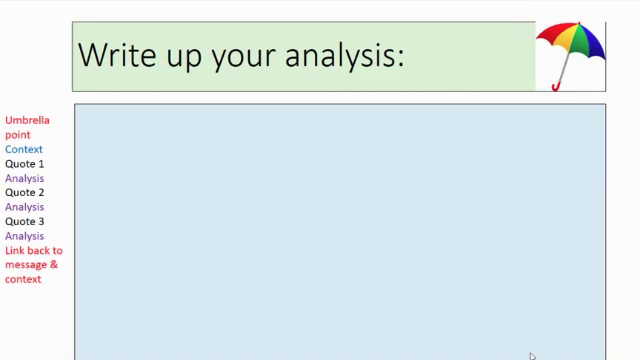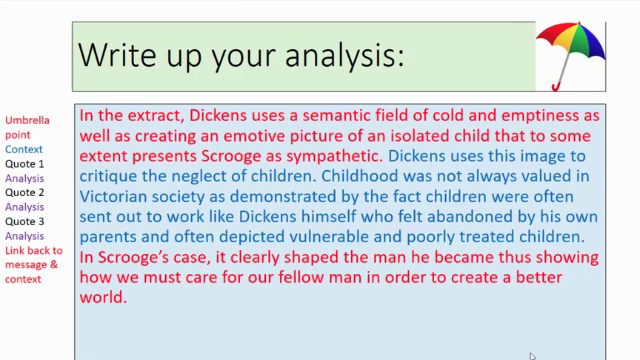Analysis. So let's have a look at this example that the lovely Miss Kynaston has put together for you. She started with an umbrella point. In the extract, Dickens uses a semantic field of cold and emptiness as well as creating an emotive picture of an isolated child that to some extent presents Scrooge as sympathetic. So what she's done here is made an umbrella point: the semantic field of cold and emptiness, it's emotive, and it to some extent presents Scrooge as sympathetic.